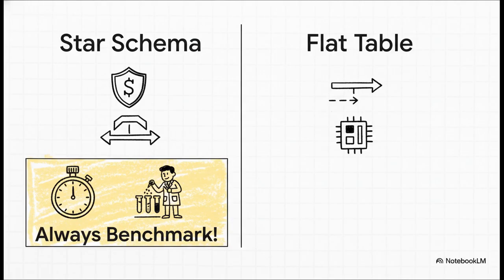So here's the judge's scorecard, plain and simple. You should probably choose a star schema if your main priorities are data integrity and long-term scalability, and you're running on a classic columnar warehouse like Redshift. But you should lean towards a flat table if your top priority is making queries dead simple for your users, and you're using a modern MPP engine that just hates joins. And the golden rule, the most important rule of all, always benchmark. Test both models with your own data, your own queries, and your own tech stack.